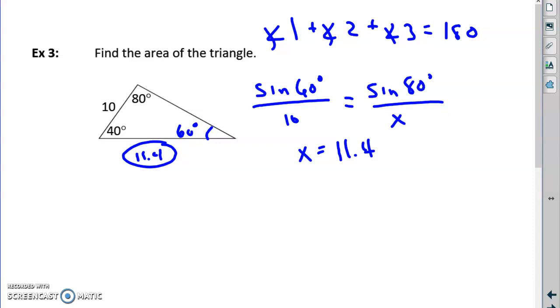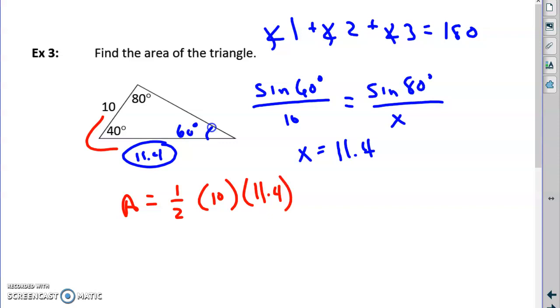Now I do have a corner, so I can find the area. 1/2 times 10 times 11.4 times sine of 40, and the area of that triangle is 36.6 square units.